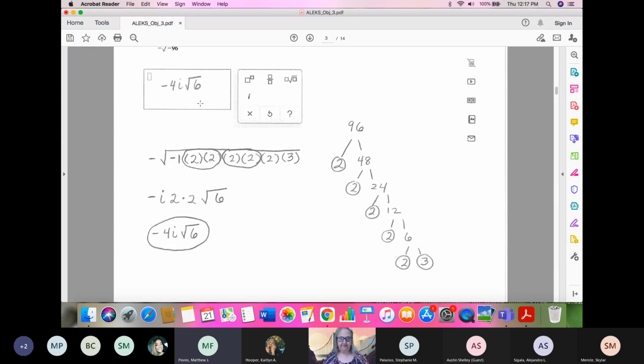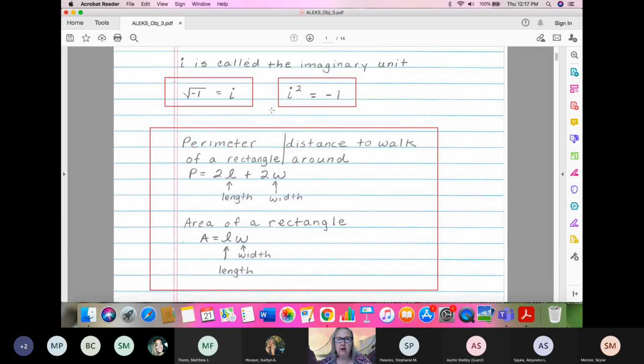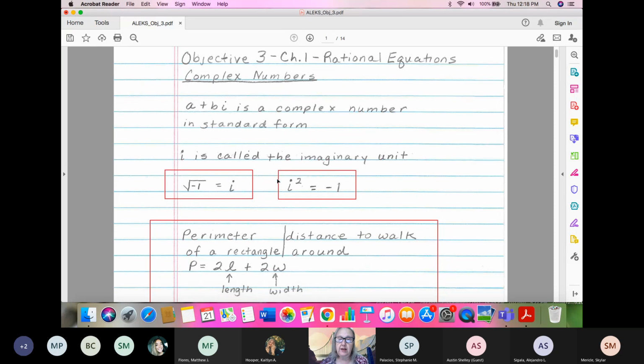Any questions? Did you replace the -1 with the i for the answer? Square root of -1 is i. Okay. So you want to make sure square root of -1 is i. If you haven't had a chance to jot it down, I would encourage you to jot both of these down right now, since we're talking about i. So square root of -1 is i.